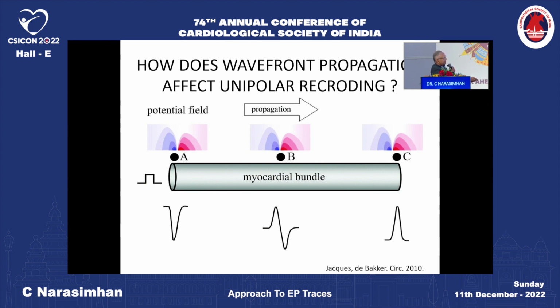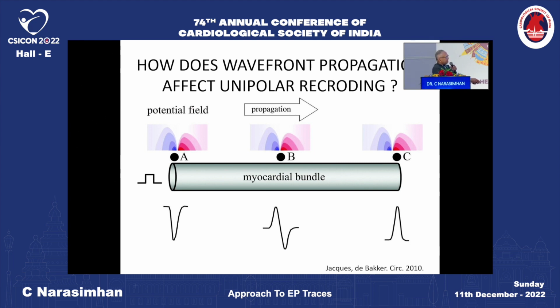Suppose I have a recording electrode at point A and stimulate the electrical wavefront of activation starting from here. What you see is depolarization, and what you see in blue is a repolarization wave. As the wavefront of activation moves from point A to point B to C, if I am looking at it from this side, all the electrical activation is moving away from this. This is what a unipolar electrode does.